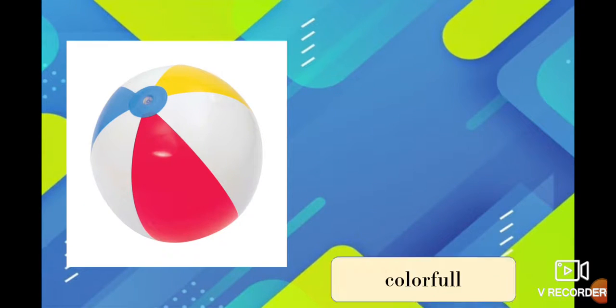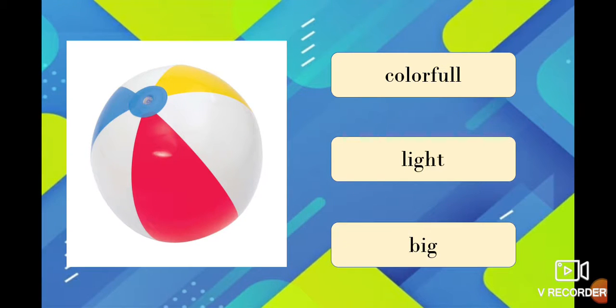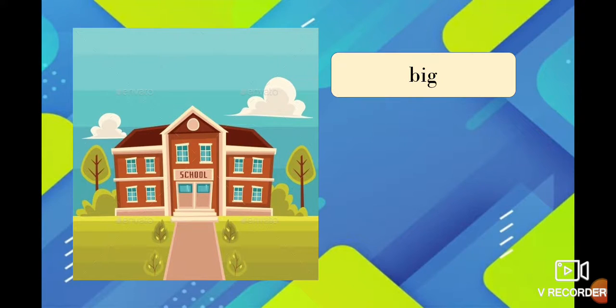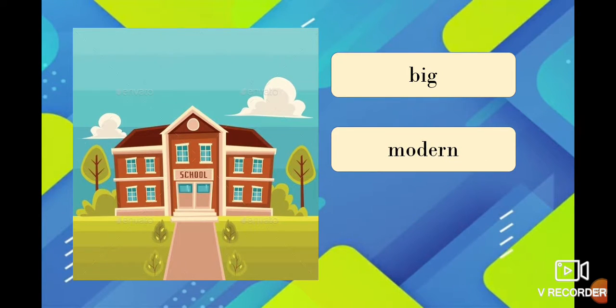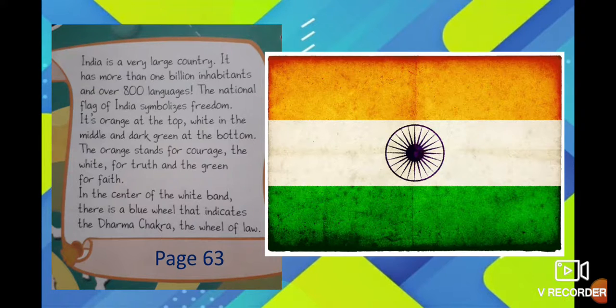Okay, so we can add different adjectives. Then we have the ball. Okay, the ball is colorful, the ball is light, the ball is big. Yeah. Okay, our school. Our school is big. Our school is modern. Our school is clean. Yeah, okay, we can try to add different adjectives. Okay, so let's see. Now we pass to the next topic.